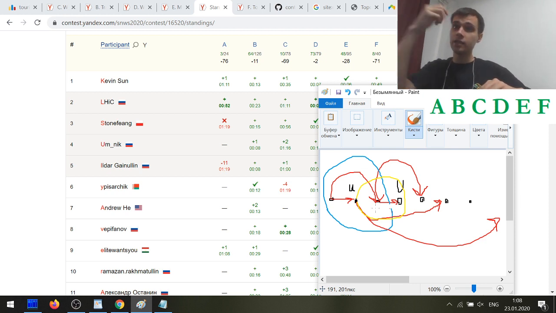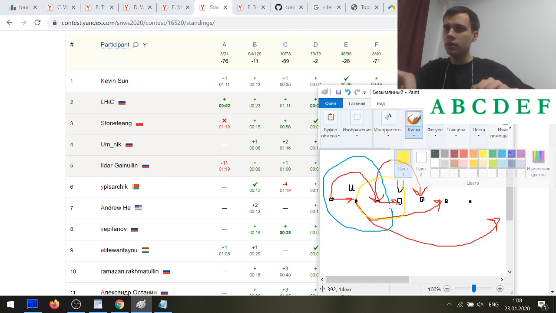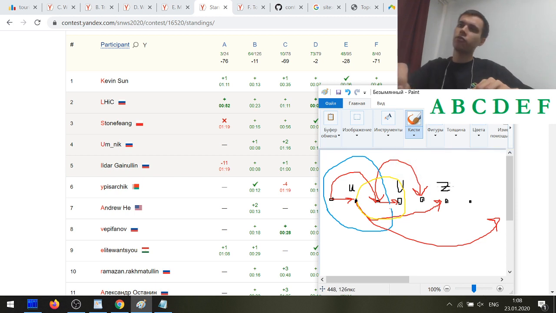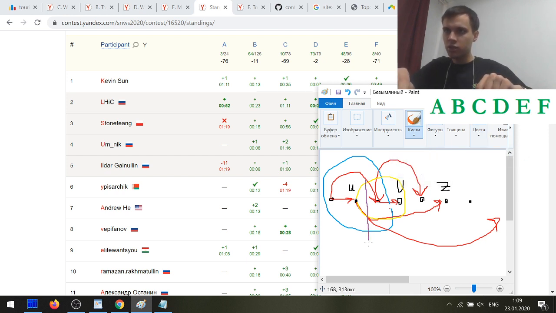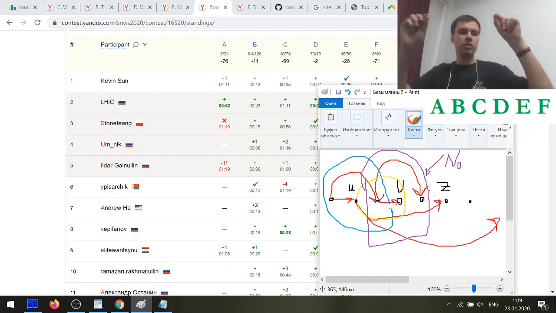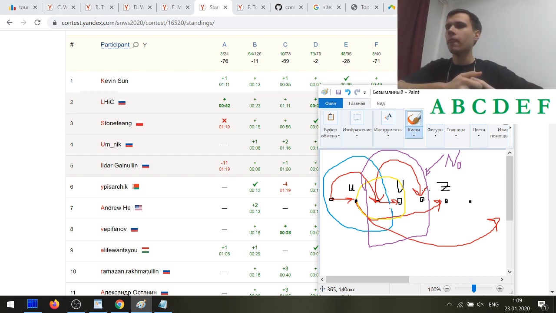So basically, for each vertex U, I find the closest edge that goes to the right. Let's say it goes to vertex Z. And then it follows that for all, what colors I have? Purple. For all vertices between U and Z, the answer is no. And no means that we cannot reach these vertices from vertex U. And then for every vertex, we just find this closest edge, and then we just mark on this segment that the answer is no. And then we do it for all vertices, and then we also go from right to left and do it in the reverse order. And basically that's it. We just determine the answer for all vertices.